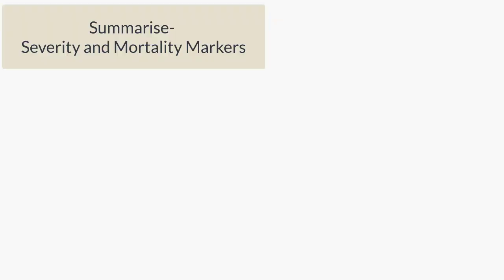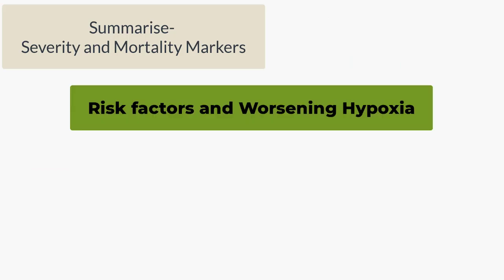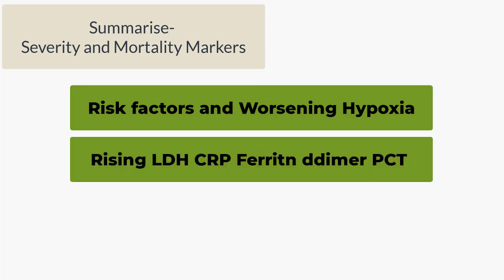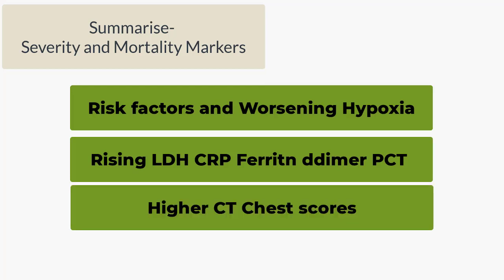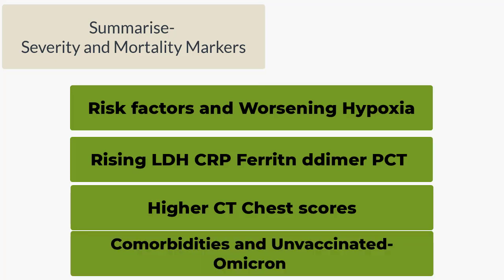To summarize, comorbidities and falling SpO2 are considered red flag signs for COVID worsening. Rising laboratory markers CRP, LDH, ferritin, D-dimer, procalcitonin with clinical worsening are associated with severe COVID and mortality. A clinico-radiological correlation of higher CT severity scores is associated with poor prognosis. In this Omicron wave, it has been observed that unvaccinated patients with comorbidities and underlying organ dysfunction are at higher risk to develop severe COVID and have higher mortality than fully vaccinated individuals.